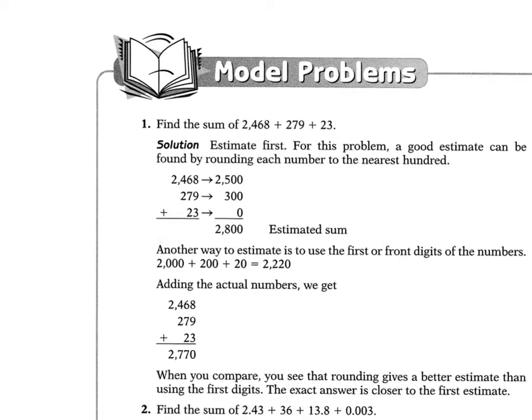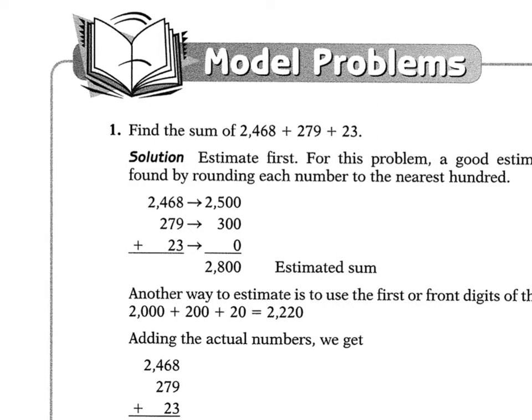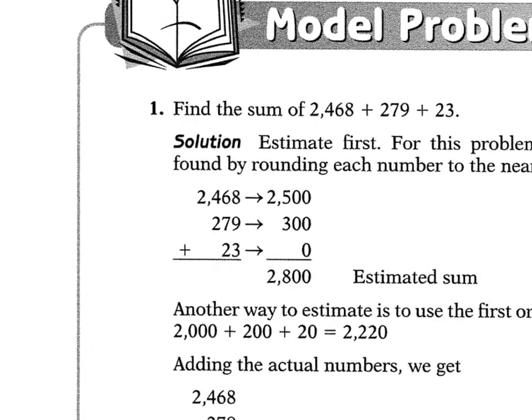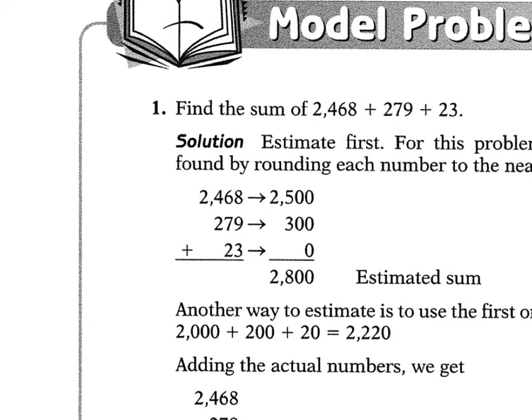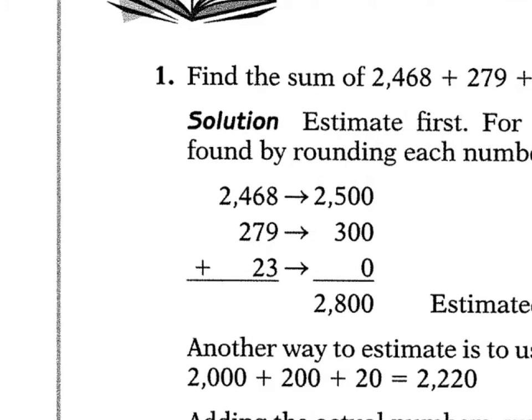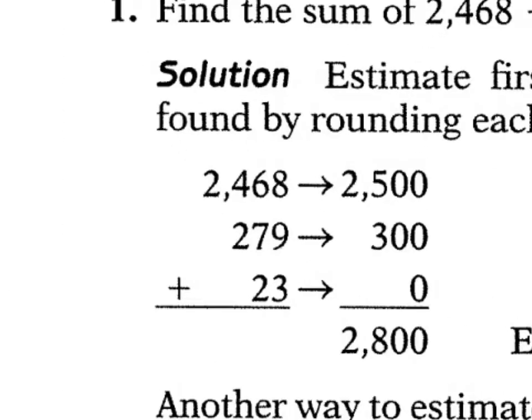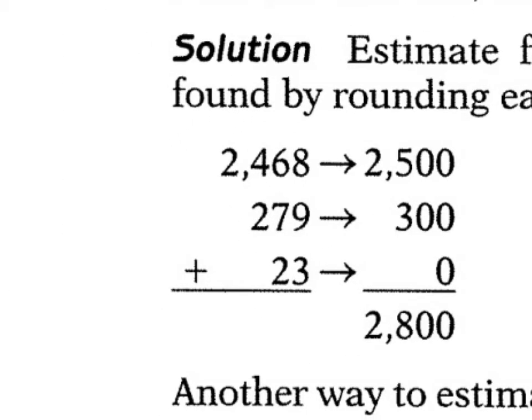So let's look at our first example. We need to find the sum of 2,468, 279, and 23. So what we would do first is line up the numbers by their place value. So we need all the ones places in the same column, all the tens places in the same column. And then we just add the columns together.